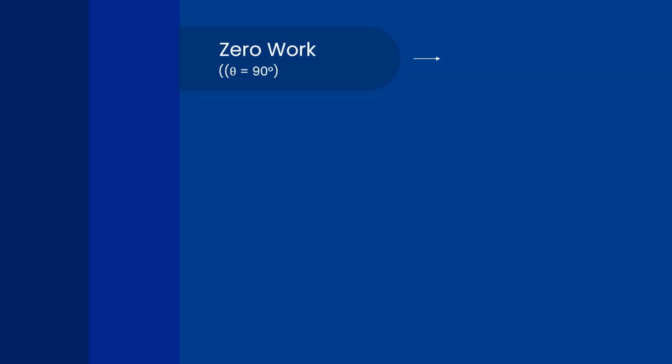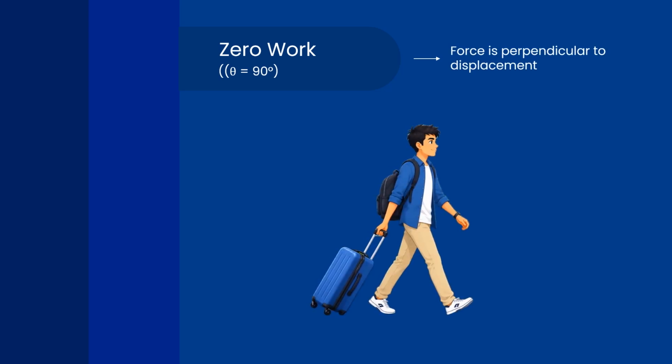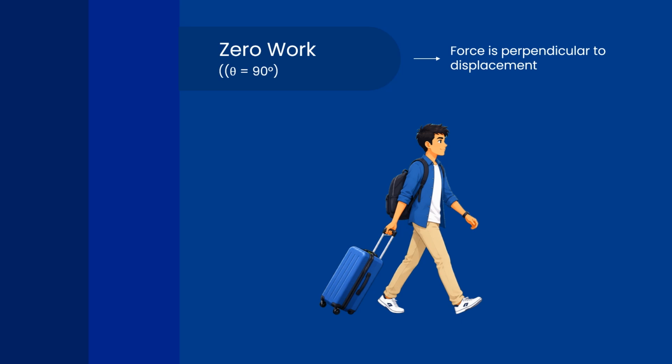Zero work is done when the force is perpendicular to the displacement. In this example, the person is walking forward while carrying the suitcase. The displacement is in forward direction, but the force applied to support the suitcase is upward. Since the angle between the force and displacement is 90 degree, the work done is 0.